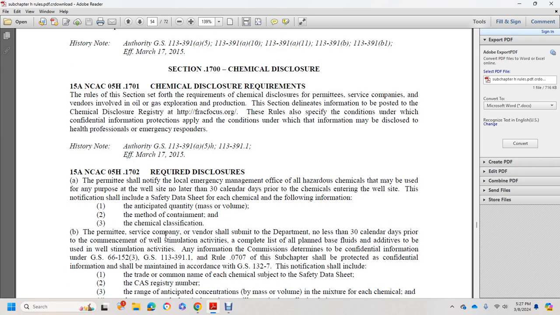with the Department no less than 30 calendar days prior to the commencement of the well stimulation activity a complete list of all the planned base fluids and additives for the well stimulation activity, for the Commission to determine the confidential information under GS 66-152(3), GS 113-391(a)(1), and Rule 0707. So, the subchapter shall protect the confidential information maintained in accordance with GS 132-7.